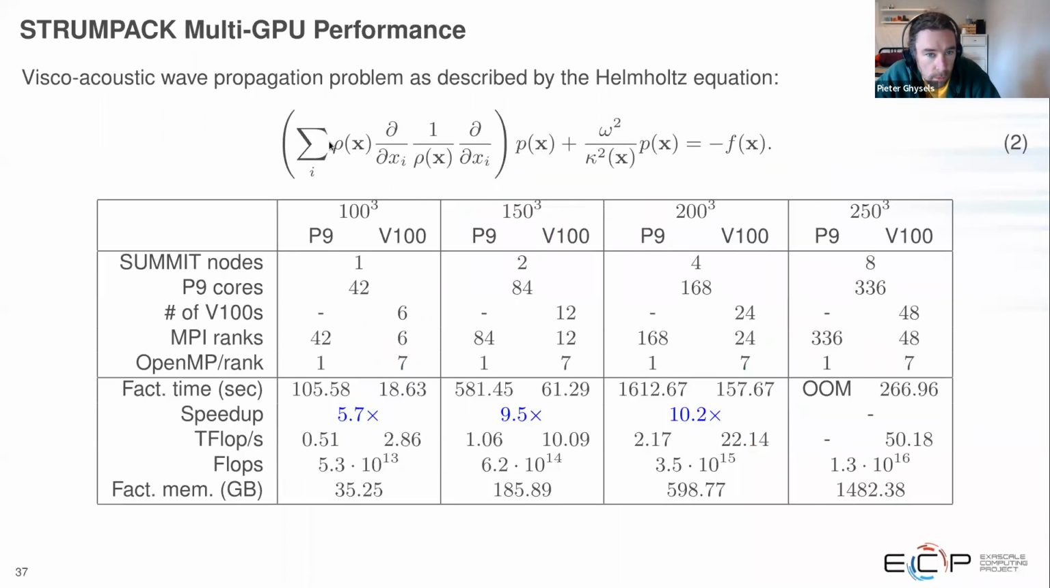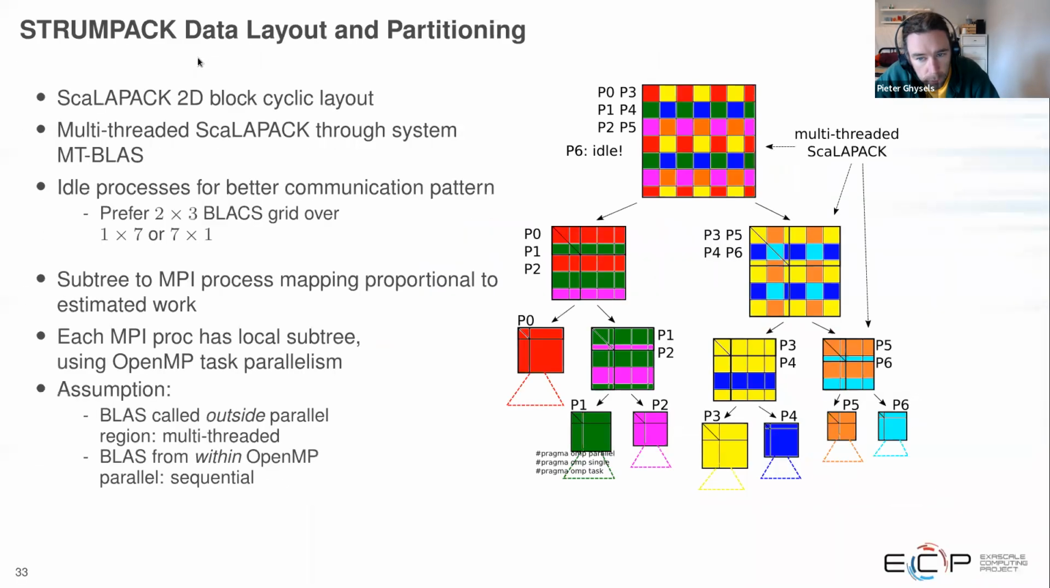Here are performance results for the multi-GPU performance. For multi-GPU, remember that in the distributed memory setting, we use ScaLAPACK for the distributed fronts. For the GPU code, we replace ScaLAPACK with SLATE, developed at Tennessee. SLATE has similar functionality to ScaLAPACK, but can offload these blocks to the GPU.